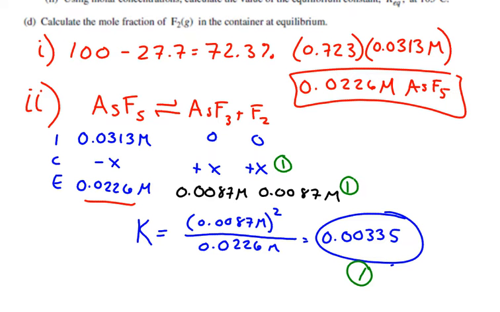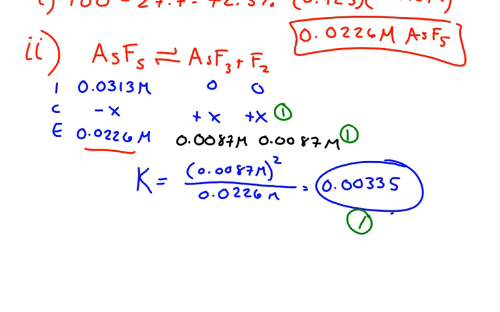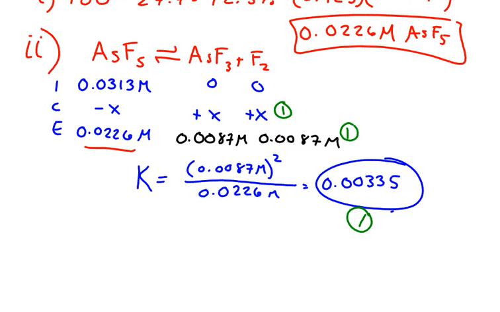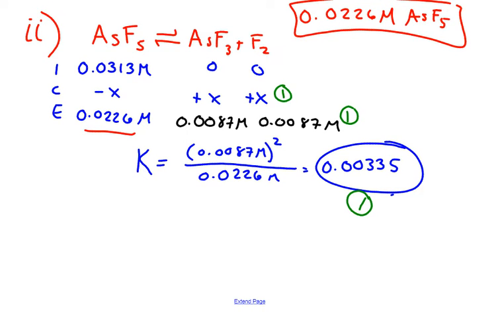Final thing, D. Calculate the mole fraction of F2 in the container at equilibrium. What is a mole fraction? It's the moles of what it's asking over all the moles. That's all that is. Okay? So, mole fraction. You could go back and find all the moles.